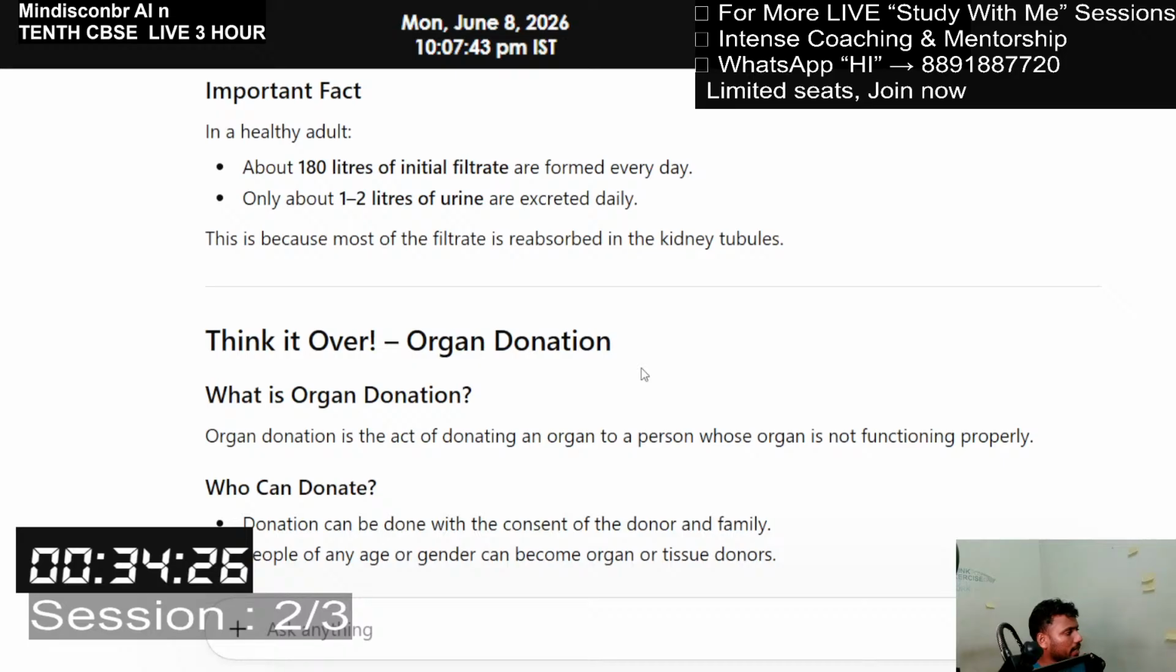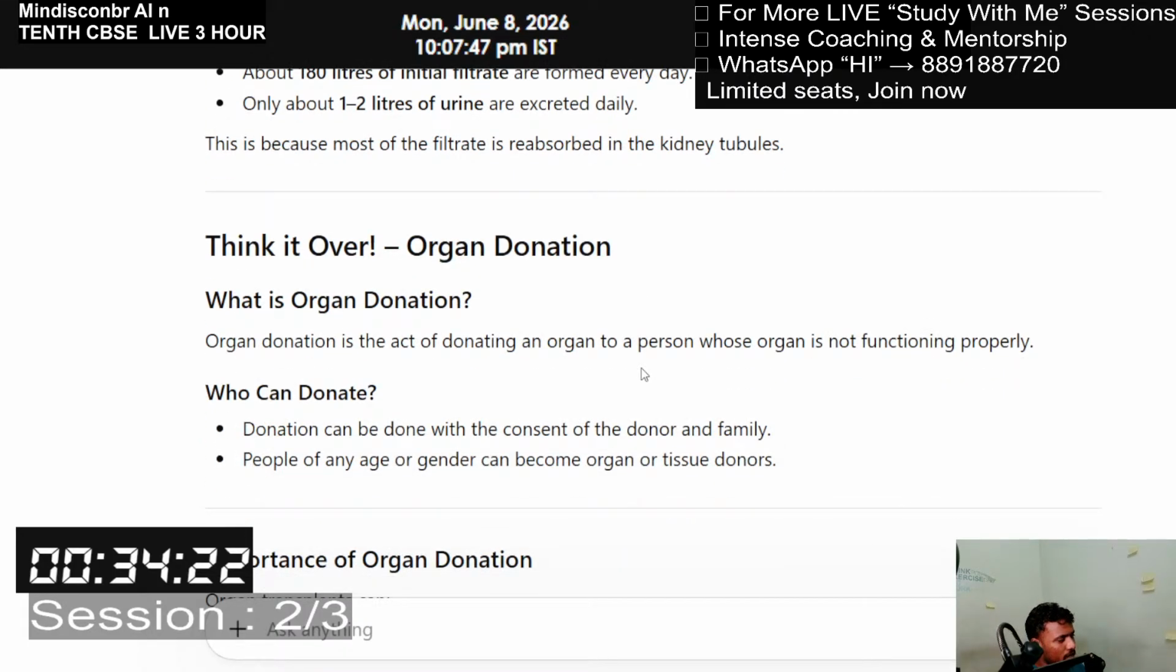Think it over again. Organ donation. What is organ donation? Organ donation is the act of donating an organ to a person whose organ is not functioning properly. Will you donate your organs? Type in the chat box. Organ donation is the act of donating an organ to a person whose organ is not functioning properly.